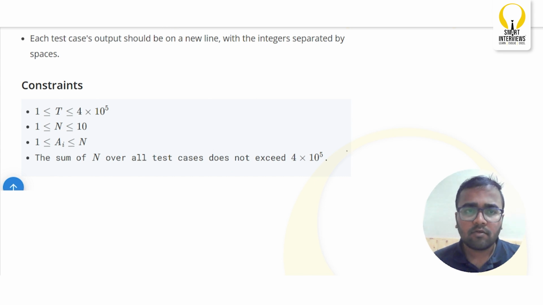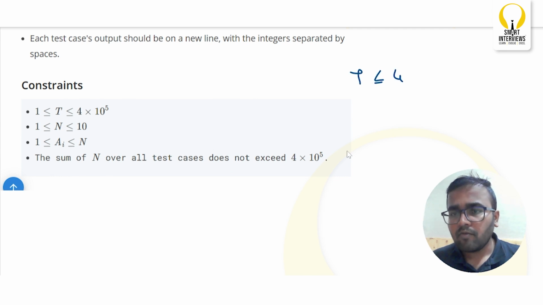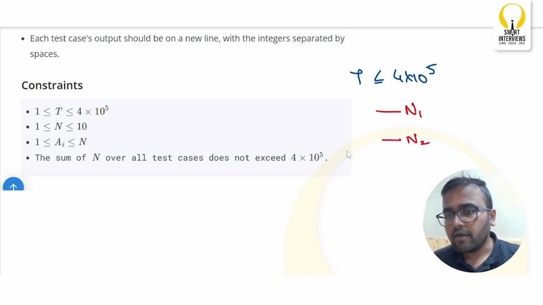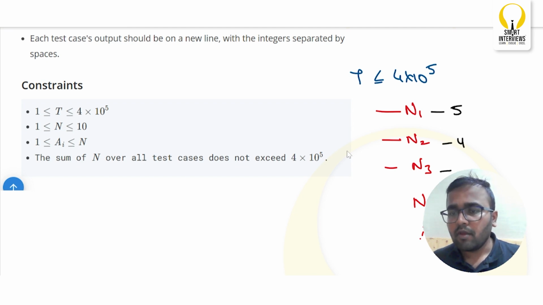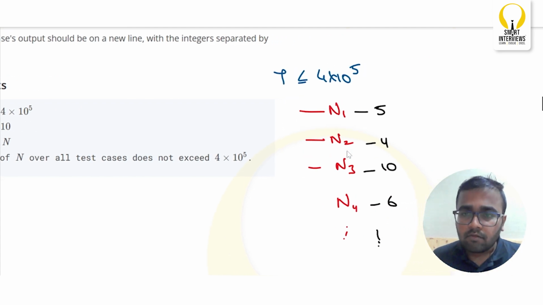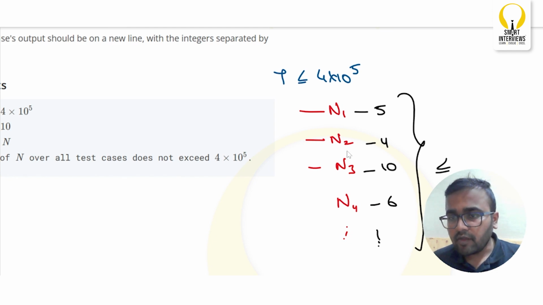Let's see. So you are given t, which is less than or equal to 4 into 10 power 5. For every value of t, you are reading n. Let's say you are reading n1, n2, n3, n4, and so on. According to the constraints, n value can be less than or equal to 10. So n can be 5, n can be 4, n can be 10, n can be 6, and so on. According to this statement, this entire sum is less than or equal to 4 into 10 power 5.